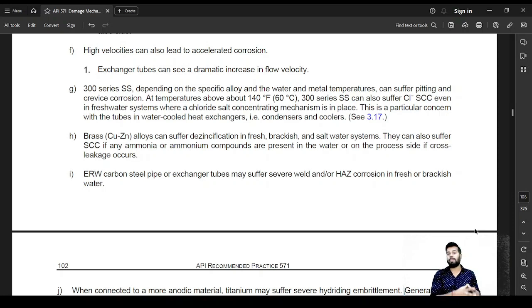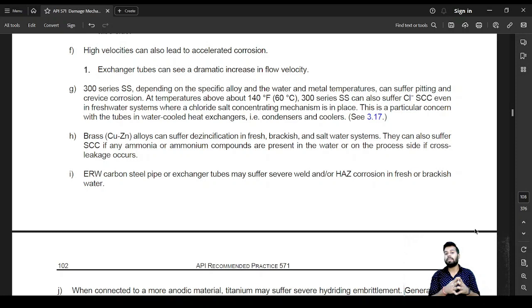300 series SS, depending on the specific alloy and the water and metal temperatures, can suffer pitting and crevice corrosion. At temperatures above 60 degrees Celsius or 140 degrees Fahrenheit, 300 series SS can also suffer chloride stress corrosion cracking, even in freshwater systems where a chloride salt containing mechanism is in place. This is a particular concern with the tubes in water cooled heat exchangers, that is condensers and coolers.